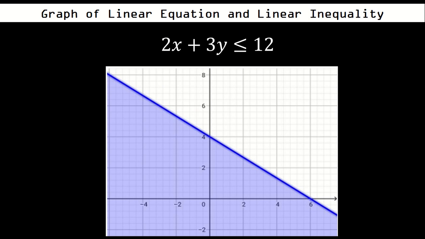Another example, let's say we have 2x plus 3y is less than or equal to 12. As you notice here, since there's a less than or equal symbol, we have a solid line. And also, since this is less than or equal to, we're going to shade the lower part, to indicate that this is the less than or equal, for this linear inequality.